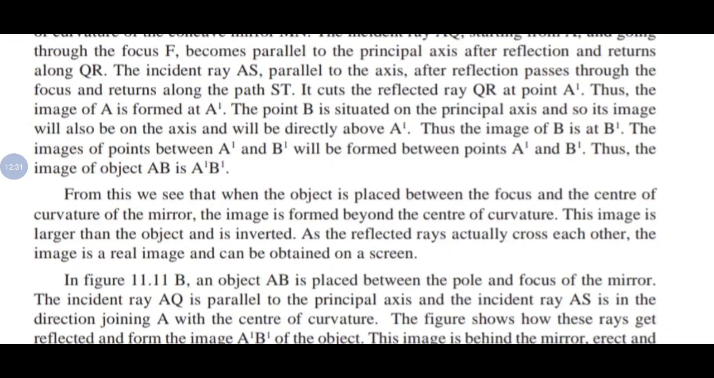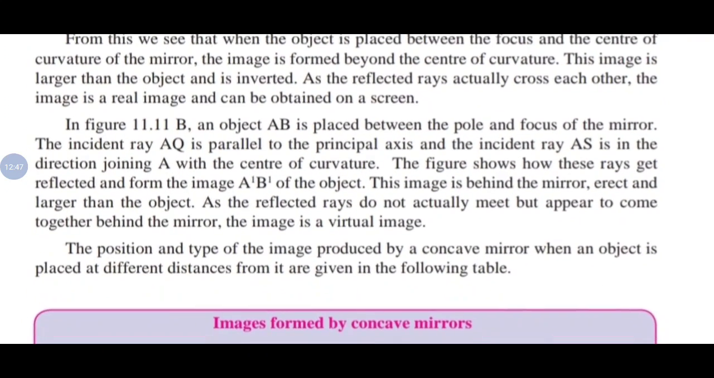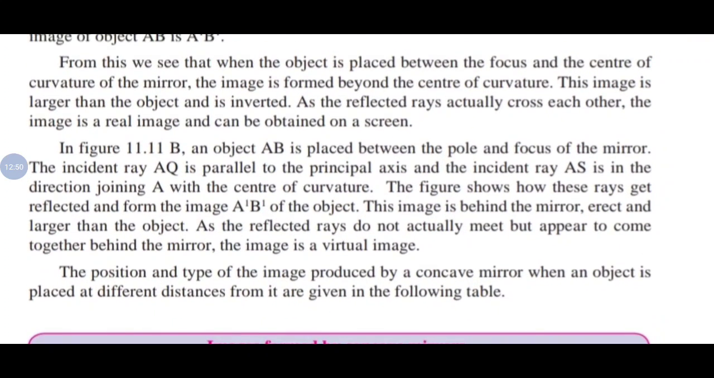As the reflected rays actually cross each other, see the explanation given here in that line. As the reflected rays actually cross each other, the image is a real image and can be obtained on the screen. All are getting it? Yes? Next. Explanation of figure B. An object AB is placed between the pole and focus of the mirror. The incident ray AQ is parallel to the principal axis, and the incident ray AS is in the direction joining A with the center of curvature.